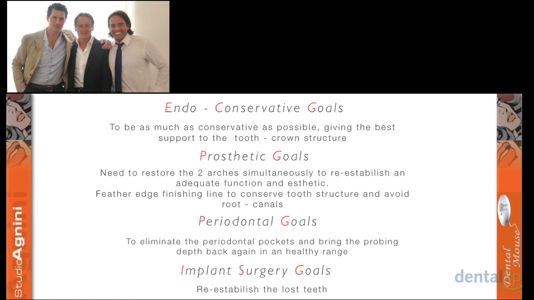And as I was saying before, we are going to use a feather edge finishing line to conserve tooth structure and avoid root canals. The periodontal goals, as we see especially in the inferior arch, are to eliminate the periodontal pockets and bring the probing depth back into a healthy range, so we can restore these teeth in this way. And of course, the implant surgery goals are to reestablish the lost teeth.